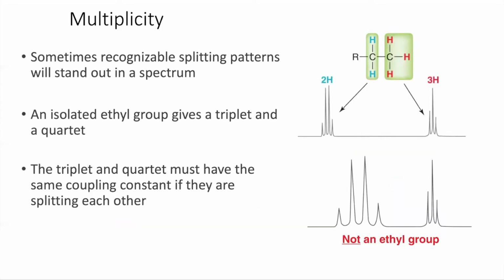Sometimes recognizable splitting patterns happen in your spectra. For example, if you see this, so we have integration now of 2H quartet right next to a 3H triplet, that pattern means you have an ethyl group. Of course, the J value has to be the same. Down here, this is not an ethyl group because the J value is different, and so these are not connected to each other.